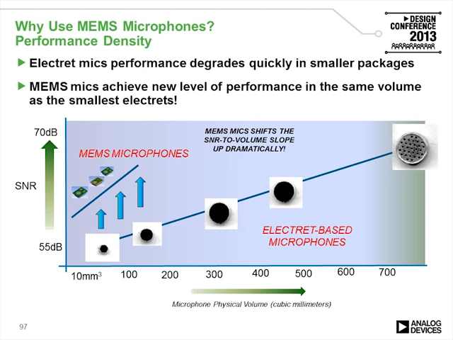So some of the advantages of MEMS microphones over the electret microphones. One of them is that electret-based microphones can deliver very high SNR and they can be very small size, but they can't be those two things at the same time. The MEMS microphones both shift the SNR curve up and shift the size down, so you get a much better SNR per physical volume.